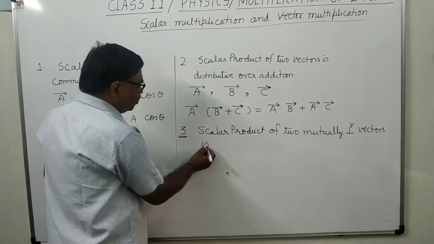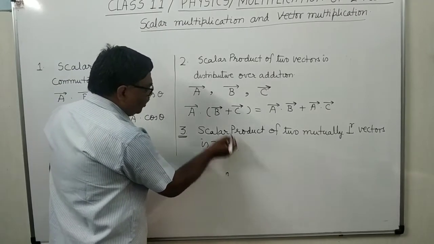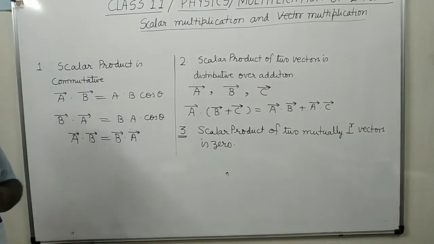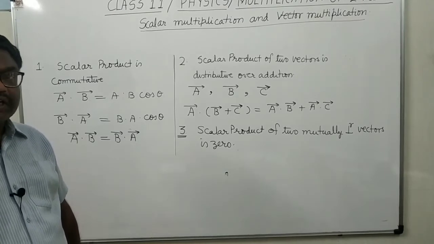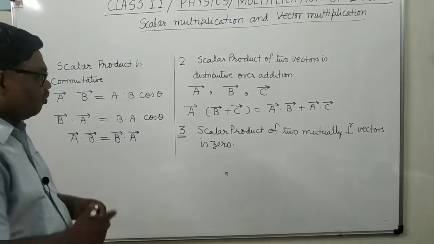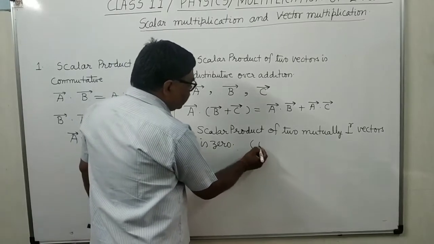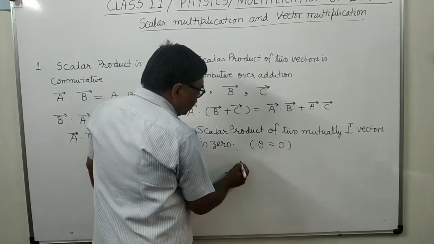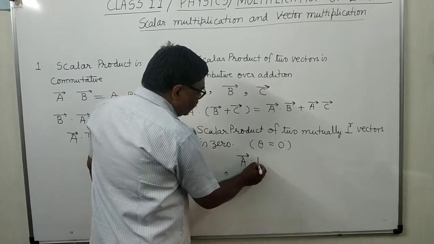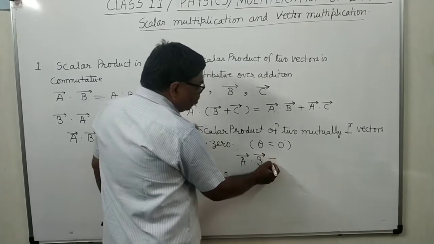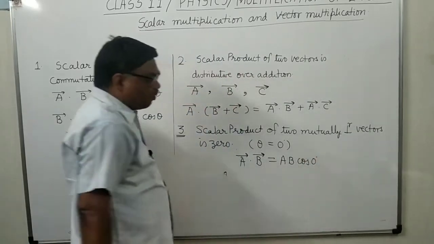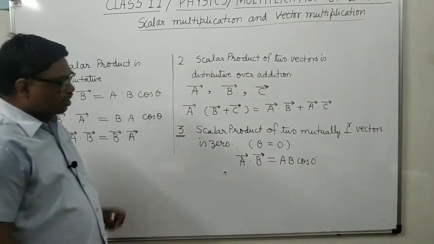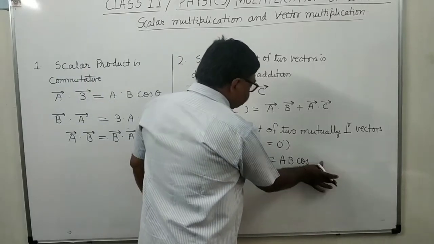is 0. Now see here, if the vectors are mutually perpendicular, then what will be the angle between them?